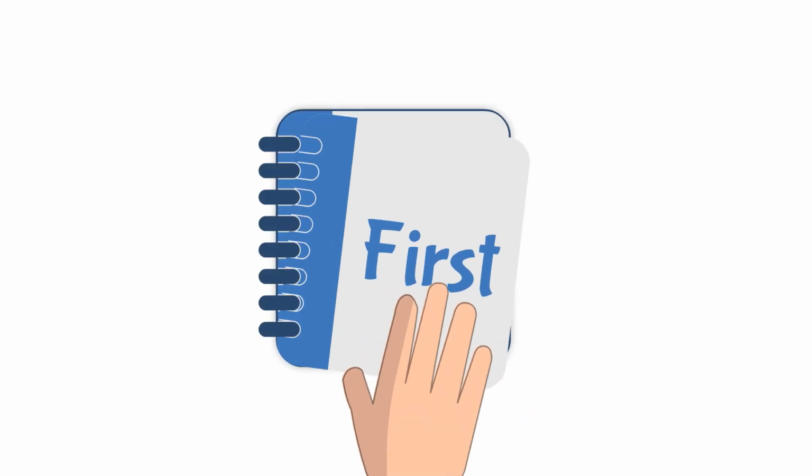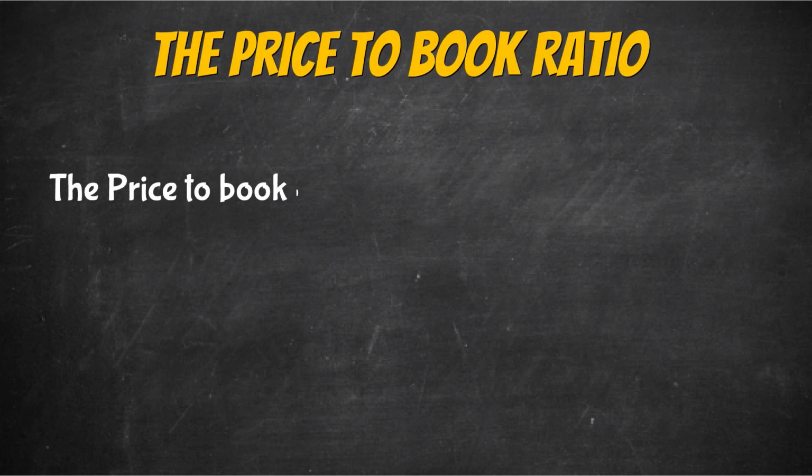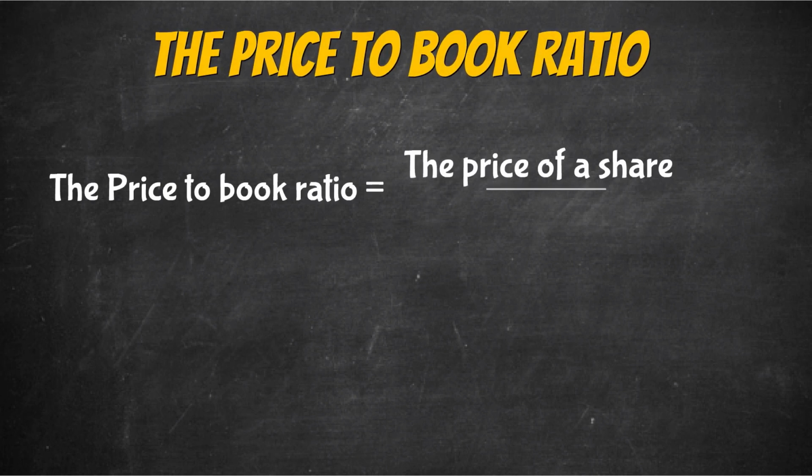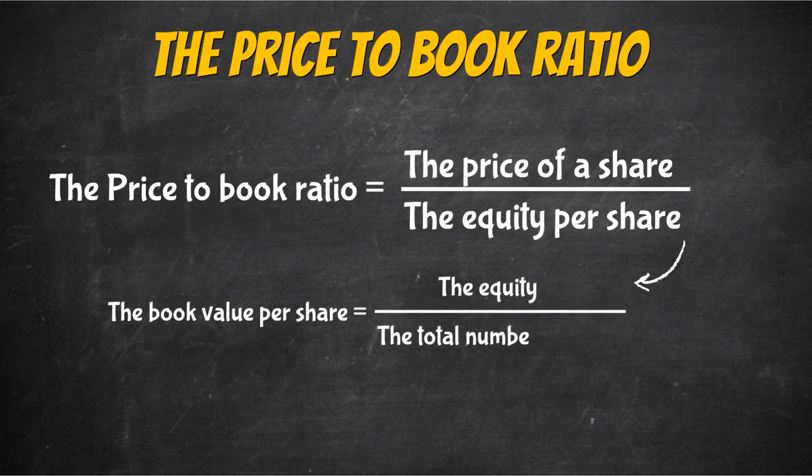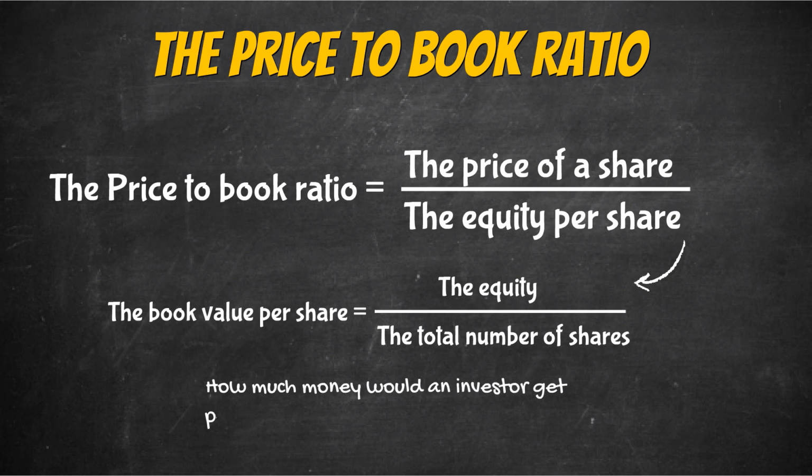Now let's begin with our first indicator, the price to book ratio. This is equal to the price of a share divided by the equity per share. Equity per share is also called the book value per share, and it is equal to the equity divided by the total number of shares. Now, what this means in reality is basically how much money would an investor get per share if we sold the company today.